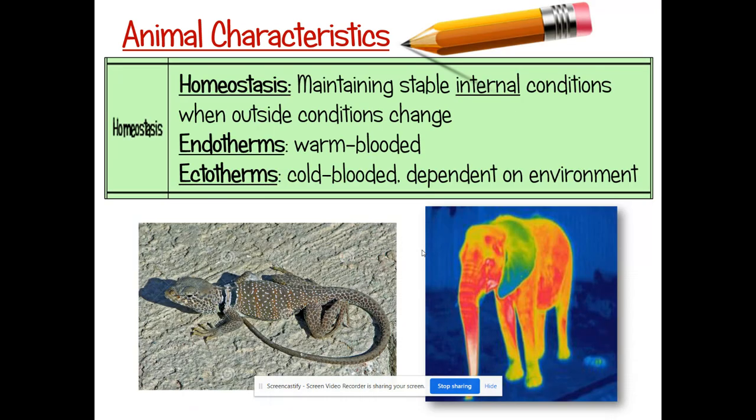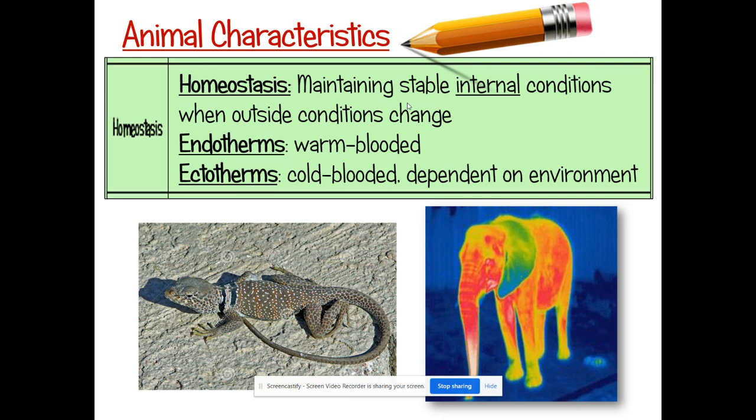All animals maintain homeostasis. Homeostasis is a term that we've discussed many times throughout the year. It just means it's maintaining a balance inside. That could pertain to lots of different things. All living things maintain homeostasis. But more specifically, all animals maintain their body temperature.